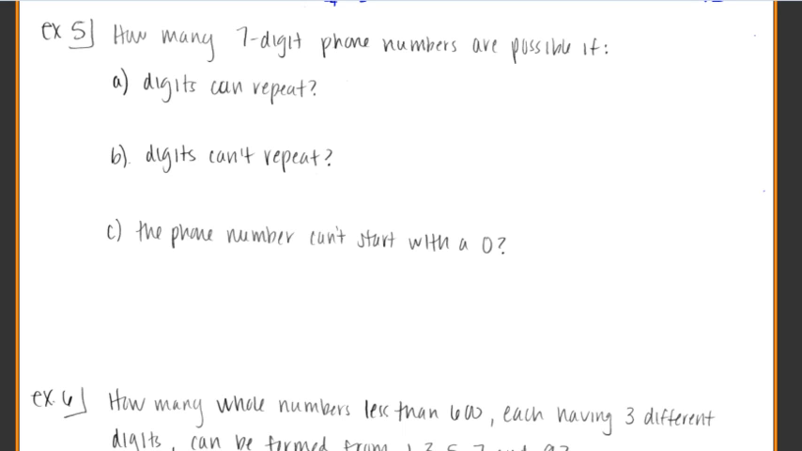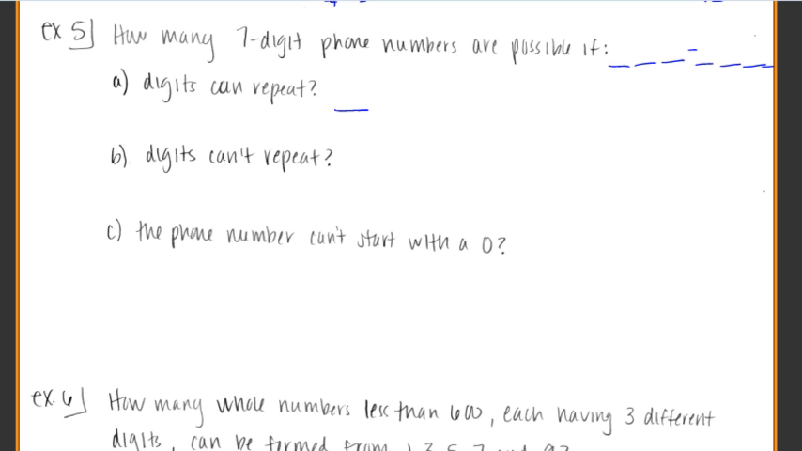In example 5, we want to count how many 7-digit phone numbers are possible. So 7 digits: 1, 2, 3, dash, 1, 2, 3, 4. Okay, that's a dash. Don't think of it as a minus sign, but a dash. But we have 7 digits here, kind of like we had 15 slots for the test, we have 7 slots here for a phone number.